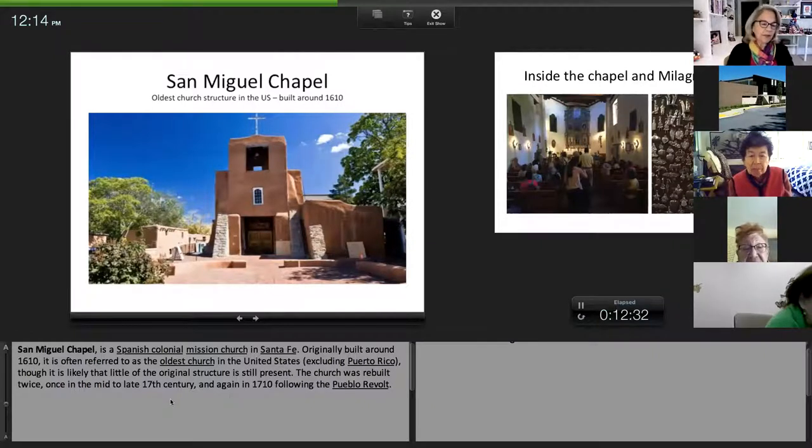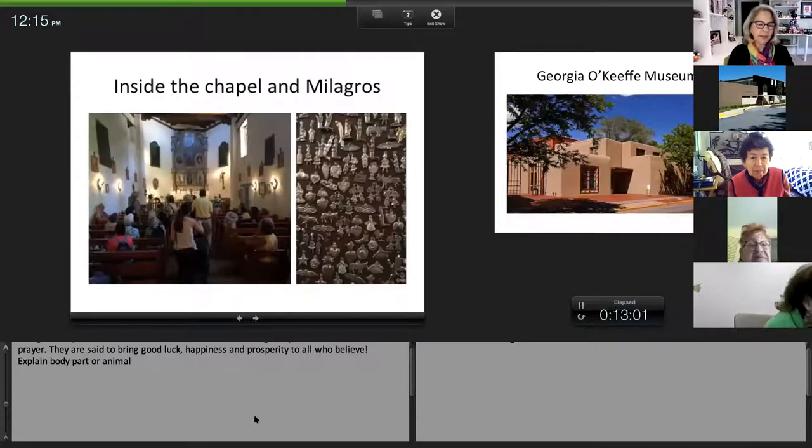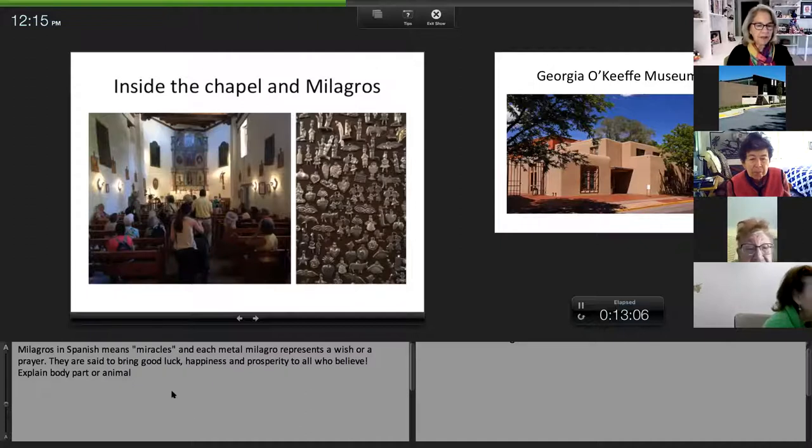This is one of the first chapels we went to, the San Miguel Chapel. It is the oldest church structure in the United States, with exception of Puerto Rico, and it was actually built in 1610. It had to be rebuilt two times, and the last time was 1710. So when we went into this old adobe-style church, which was a mission church, it was from the original 1710 building. Inside, we found these all adobe structures, and I was fascinated by these little teeny silver coin-like charms.